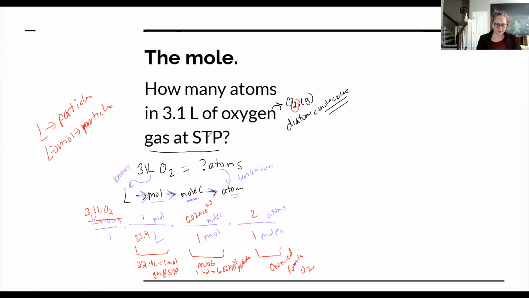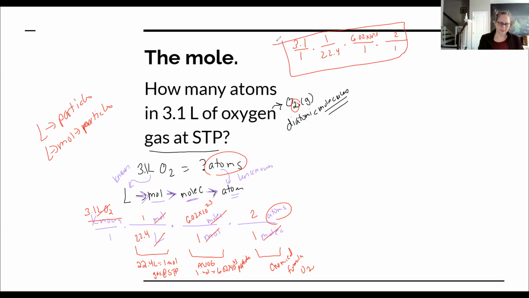So when we do this, man, there's so much information. Let's cancel liters, moles, molecules, and end with atoms. That was my unknown. Phew. Let's rewrite that equation for those of you struggling to figure out what it looks like. 3.1 over 1 times 1 over 22.4 times 6.02 times 10 to the 23rd over 1 times 2 over 1. This is what you would then type into your calculator. So it is pretty long and involved, but it's broken down. You're not going to put the liters or the chemical formulas into your calculator.